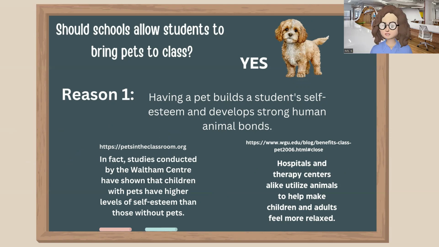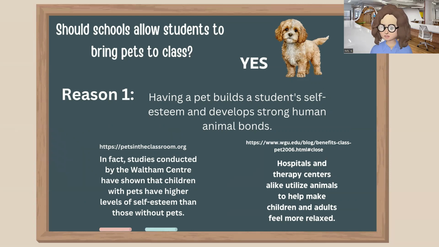Well, here's some evidence. This evidence is from petsintheclassroom.org. In fact, studies conducted by the Waltham Center have shown that children with pets have higher levels of self-esteem than those without pets. Okay, that's good evidence, right? It's from a reputable source. You have evidence that shows that children with pets have higher levels of self-esteem, which supports that strong human-animal bond, okay?